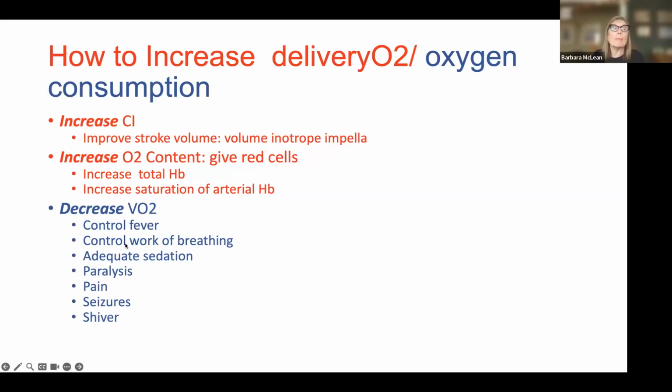So we increase delivery by improving stroke volume. You can do that with volume, inotrope, maybe mechanical circulatory support, something like an Impella or ECMO, and increasing oxygen content by increasing the total hemoglobin. Increasing the saturation of your hemoglobin above 90% does not yield much benefit, but you've got to decrease his consumption: control his fever, control his work of breathing, make sure he's sedated, make sure you've controlled pain, make sure he's not seizing, make sure he's not shivering. And if he is, you might need to paralyze him so that he stops using so much oxygen, because he's going to kill himself because of his demand for oxygen.